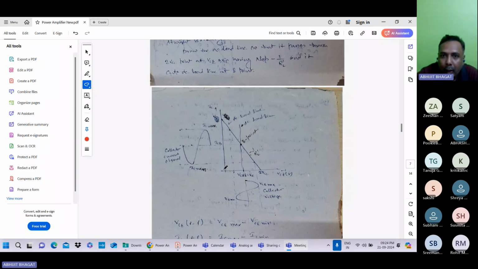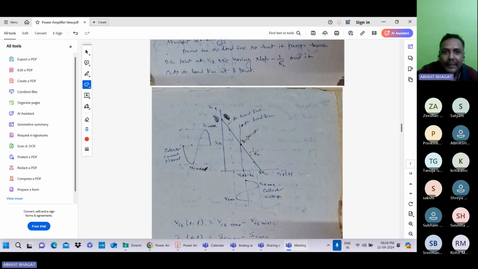This point is the middle of this axis. This is also the middle of this axis. Clear? So along this axis we draw the current, and along this axis we draw the output voltage waveform. Same as previous, VC max is the maximum voltage, VC min is the minimum voltage.